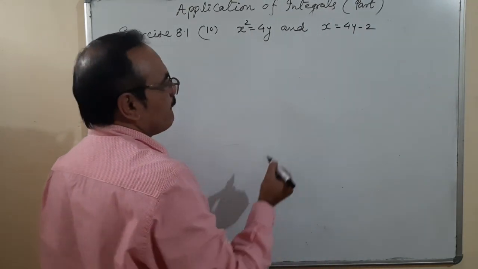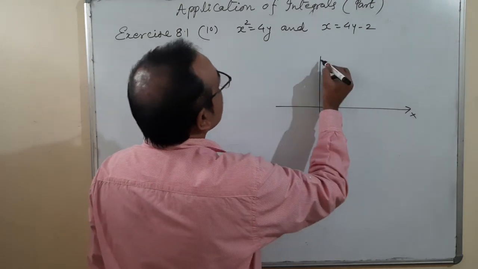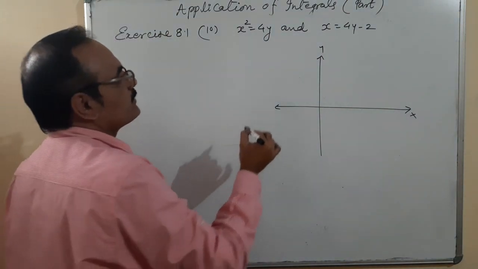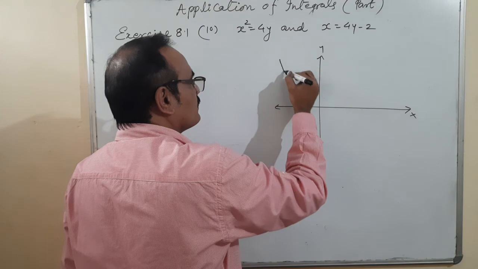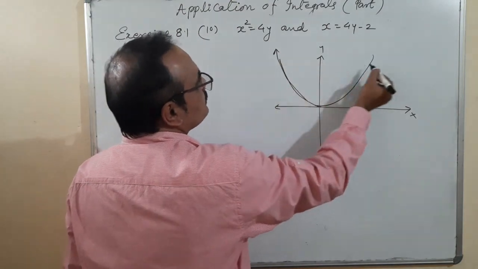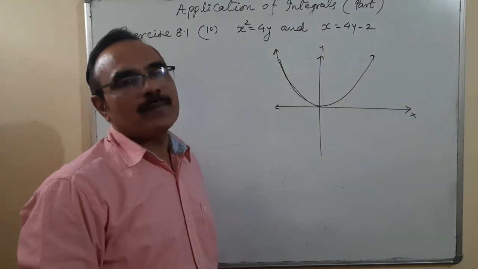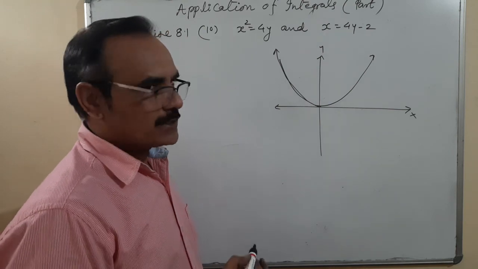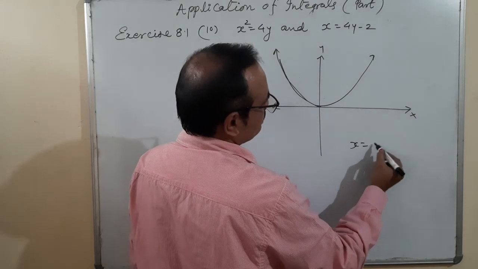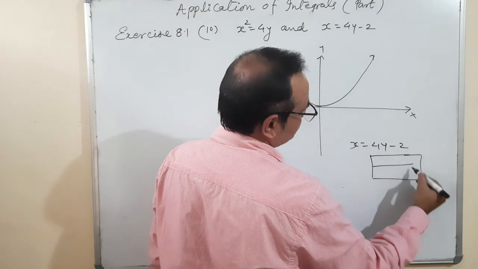Okay. Let us see which type of diagram is there. x square is equal to 4y, an upward parabola. And x is equal to 4y minus 2. Now let us determine the position of the line on the graph paper. This is the best way of finding the line.